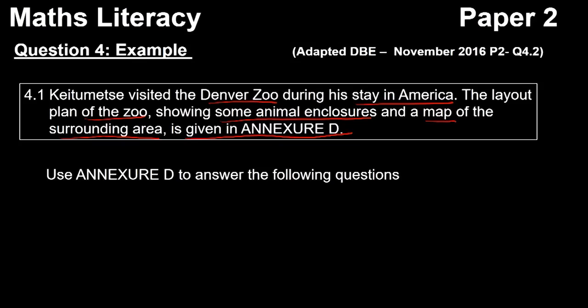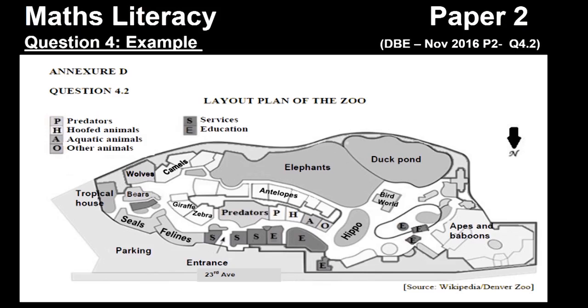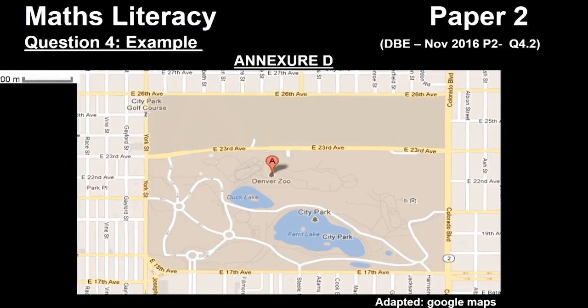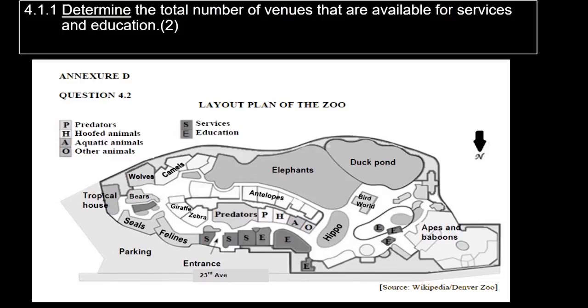D. We need to go and study our annexures. They are not just there, they are there to assist us to answer the questions. There is our layout of the zoo. Look at your compass direction. Be careful. It's not always going to be facing up. You have the surrounding area there, the map. And then they ask us questions on those two.